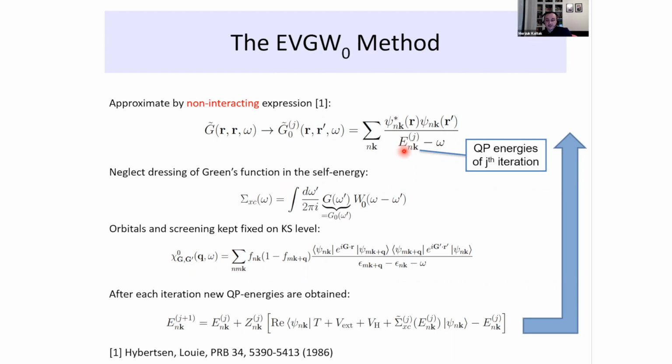Then this Green's function is used to recompute the self-energy as so. Note, however, that the orbitals in the Green's function, as well as the screening, are kept on the Kohn-Sham level, so you don't change that. After each iteration, you will get a new set of quasi-particle energies calculated from this equation here, and this process is then repeated several times.